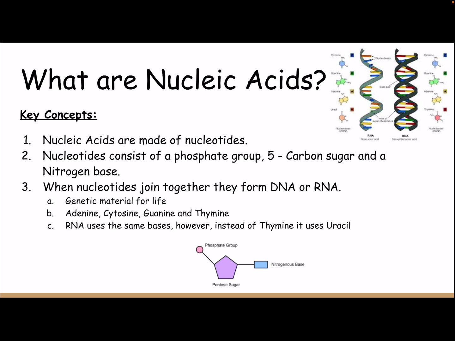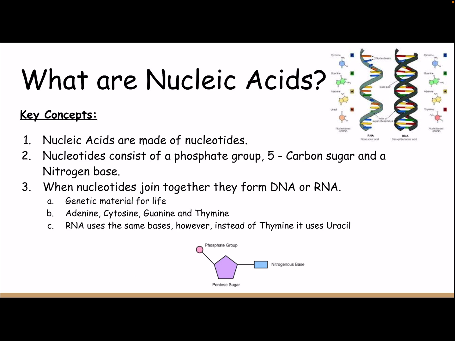If we're talking about RNA, if we're talking about that ribonucleic acid strand, we're going to utilize most of the same bases, okay? So we're still going to utilize adenine, cytosine, and guanine, but instead of using thymine, we're going to use uracil. So we're going to substitute thymine for uracil, okay?